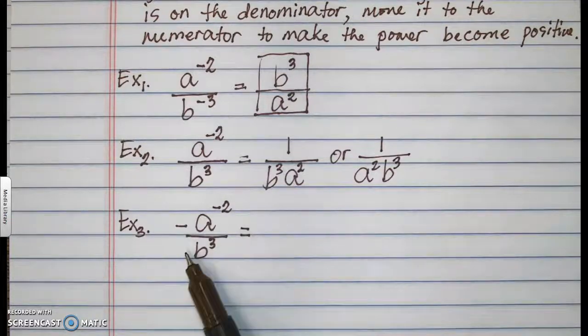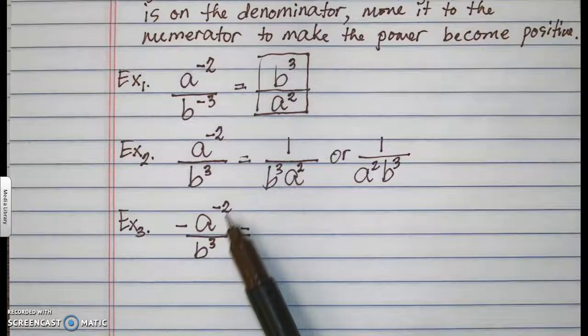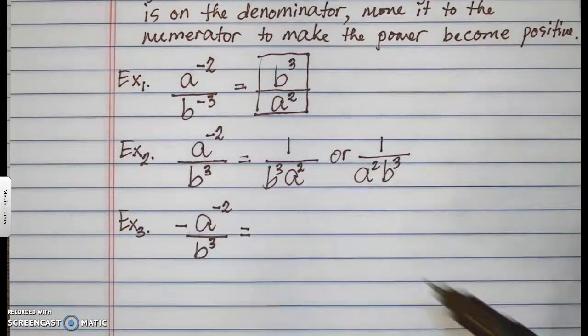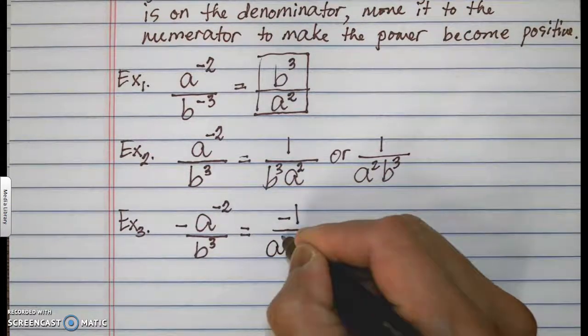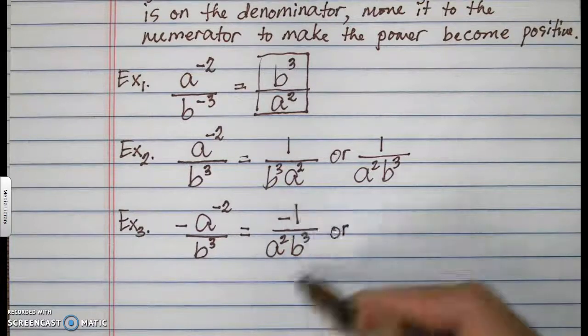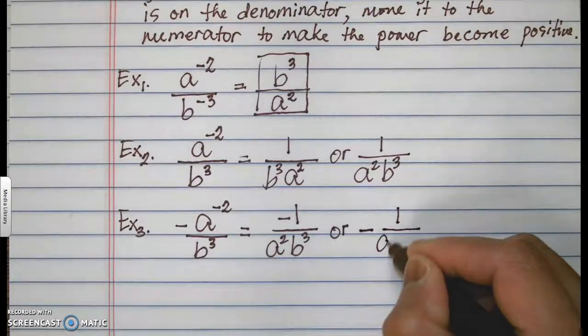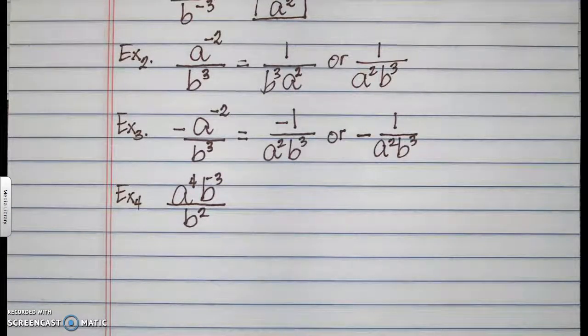Example number 3 is negative a to the power of negative 2 over b to the power of 3. Once again, the negative power is not permitted, but you all know there's a negative 1 in front of a to the power of negative 2. Therefore, what's going to be left on top is a negative 1, and at the bottom will be a squared b to the third. Or, if you have negative over positive, the whole fraction becomes negative. Therefore, you put the negative bar at the very middle of your fraction and put 1 over a squared b to the third.